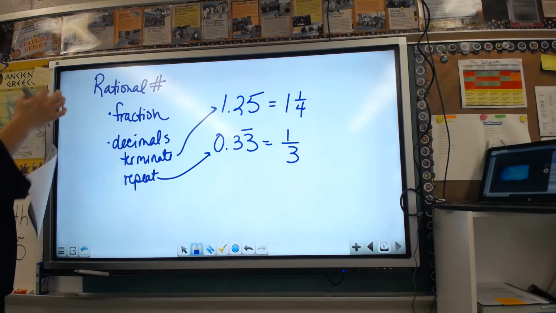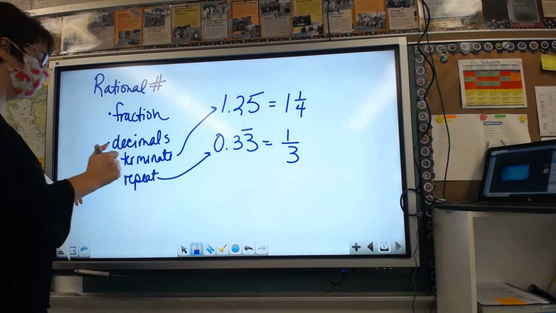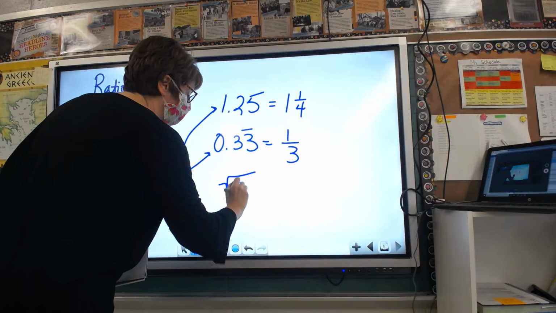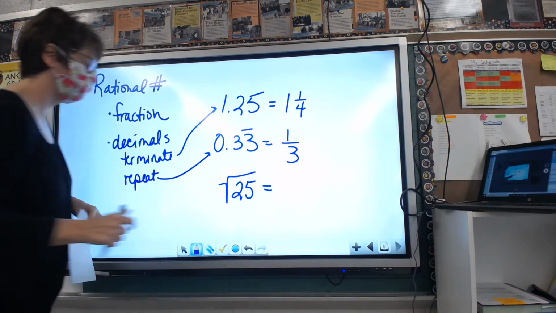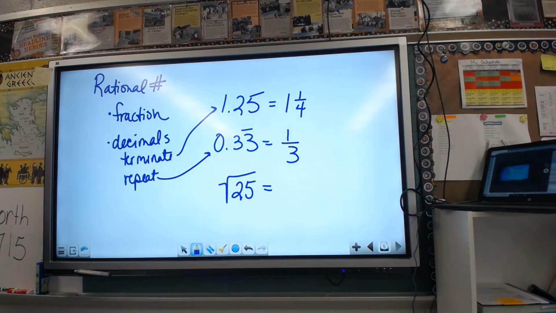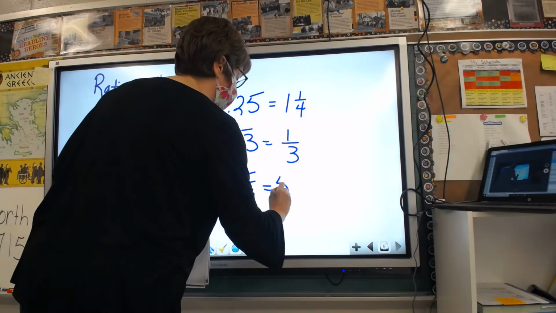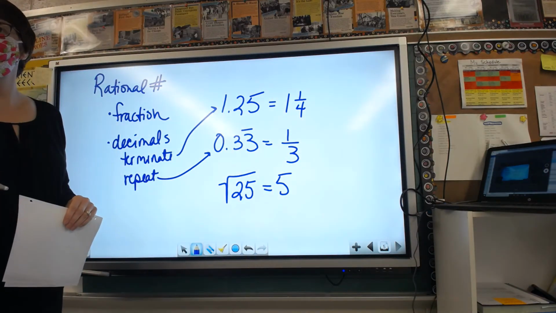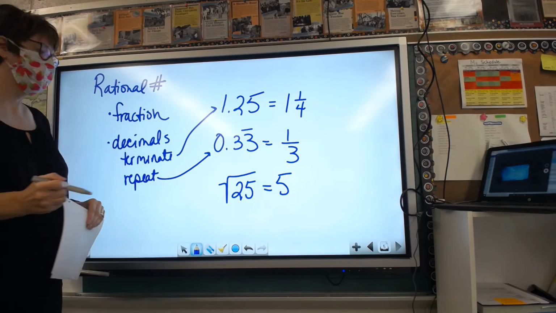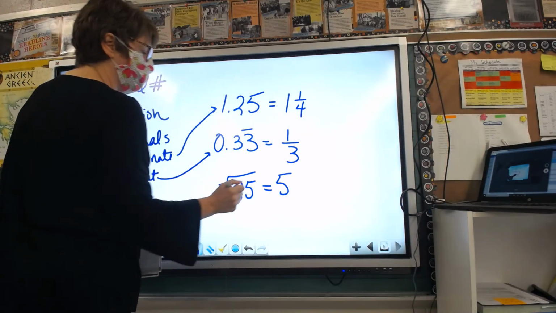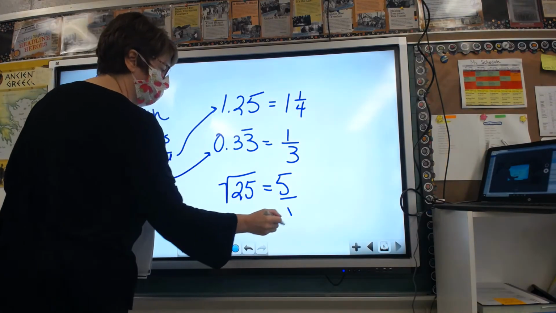What if I wanted to do the square root of 25? What's that answer? 5. Is that rational? Yeah. What do I have to do to it to make it a fraction? If I want to make 5 a fraction, what do I do? Yeah, put a 1 under it.